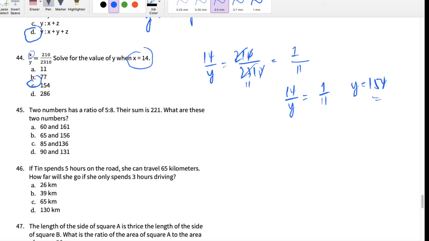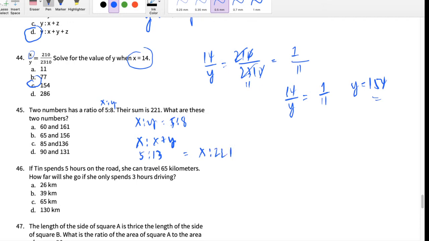Okay, number 45. Two numbers have a ratio of 5 is to 8. If their sum is 221, what are these two numbers? Okay, so, what is the sum of 5 and 8? So, let's say the first number is X. X is to Y, that's equal to 5 is to 8. Alright? So, how about the sum of the two numbers? So, X is to X plus Y, or 5 is to 13, should be equal to the actual value of X. What's X plus Y? 221.